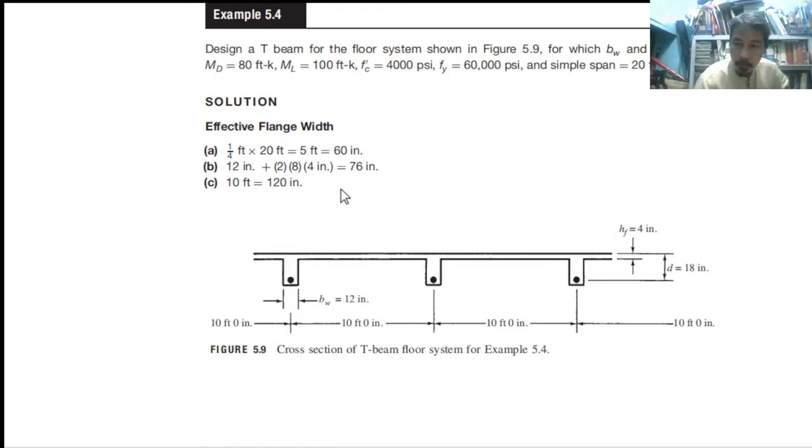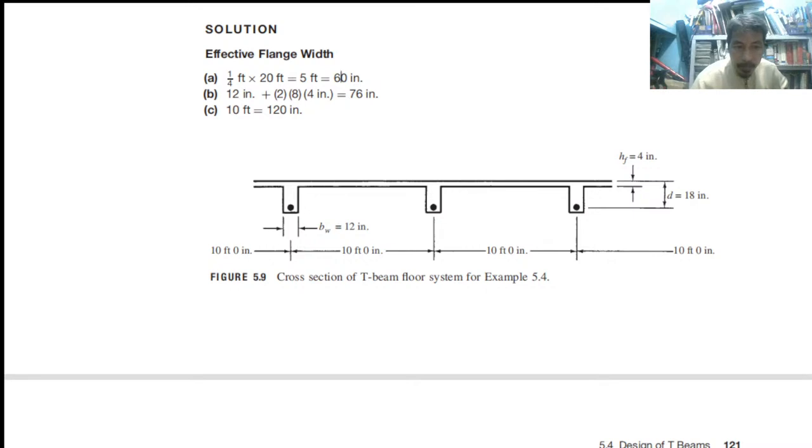So, this is 10 feet. Okay? So, I think this is clear distance. One half the clear distance, so 5. So this is not a clear distance. I don't know why he has to use this. Okay. So anyway, this will not usually control. This usually controls, letter A or letter B. That is usually the controlling value. Okay? So, 60 is the effective. Okay?